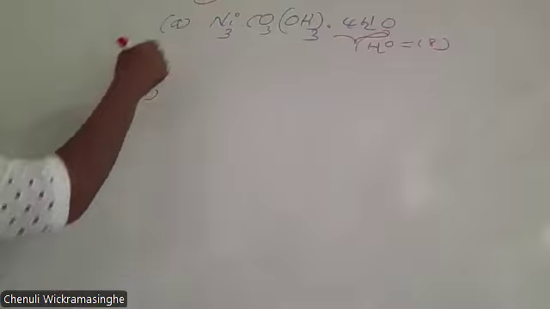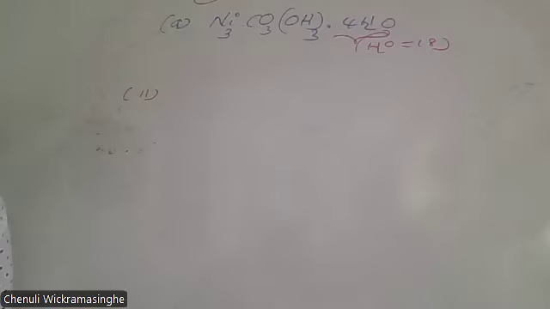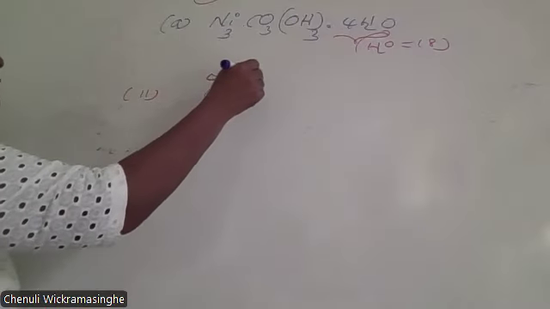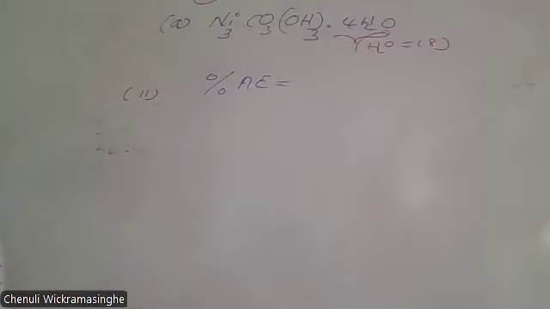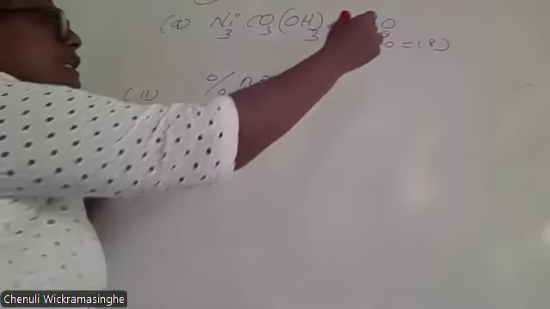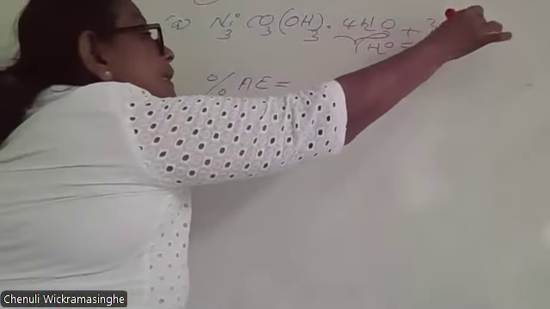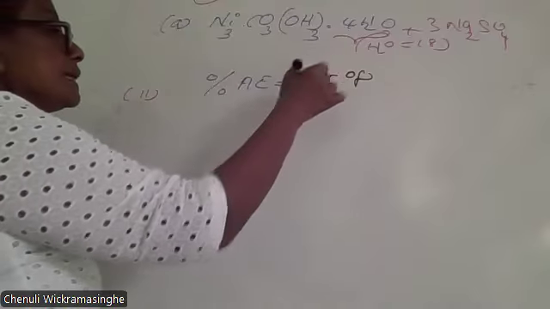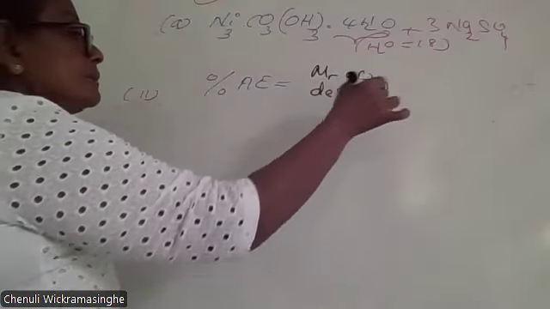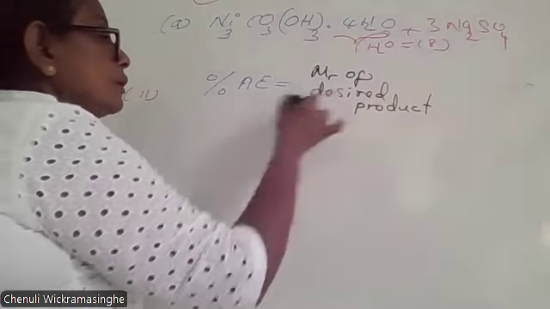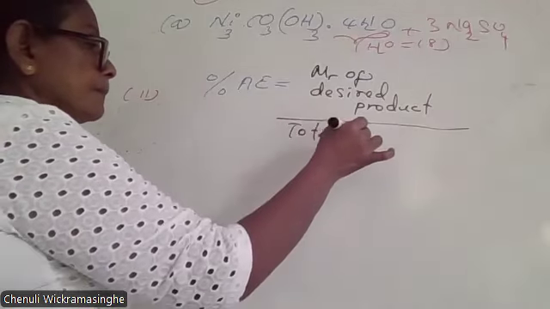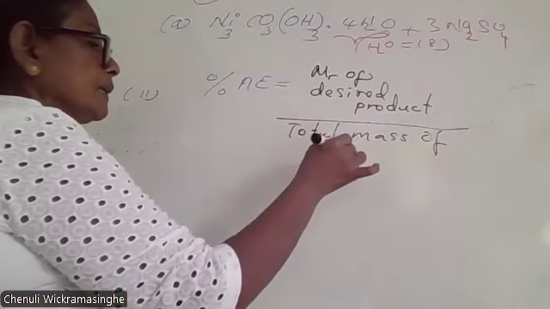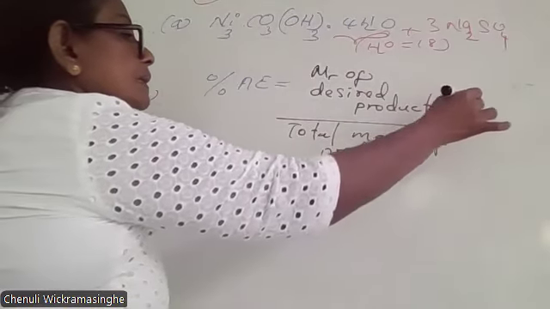Second part of the question A is asking to find the percentage atom economy for the formation of this basic nickel 2 carbonate by the reaction. You can see when the nickel 2 carbonate is produced, it generates 3 sodium sulfate, Na2SO4, 3 times. So in this calculation, the Mr of the desired product, the molar mass of the desired product, is divided by the total mass of products, multiplied by 100. You can go with the reactants as well, but this is the convenient method.